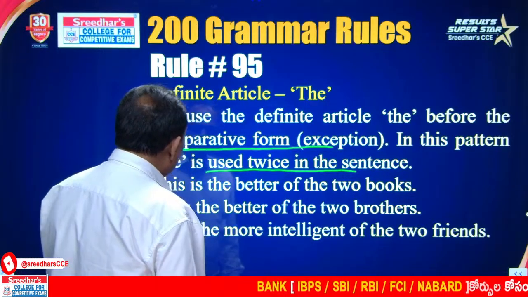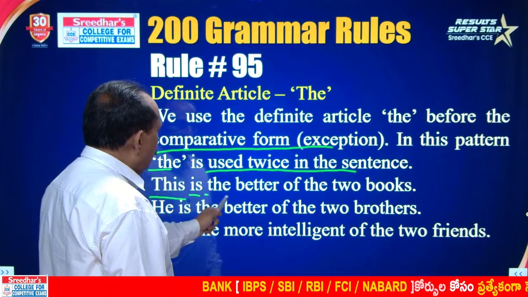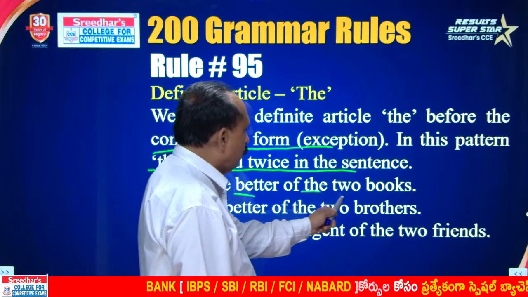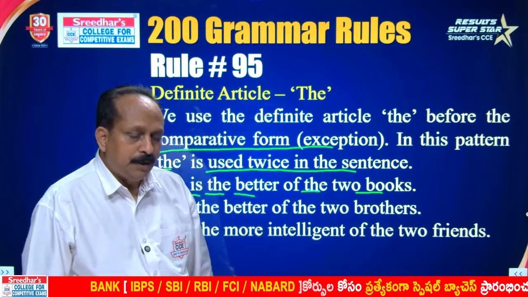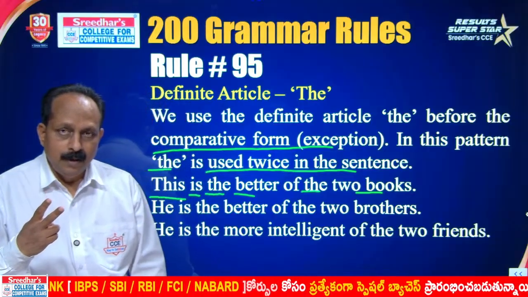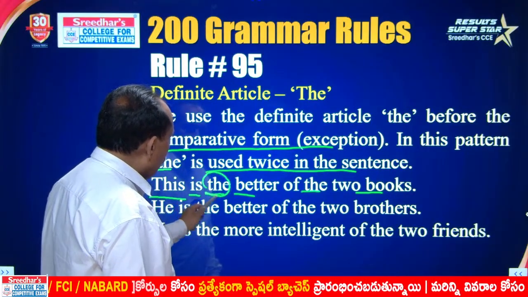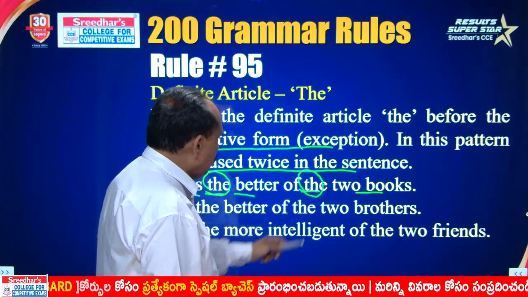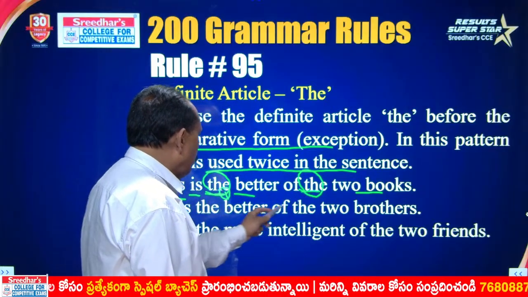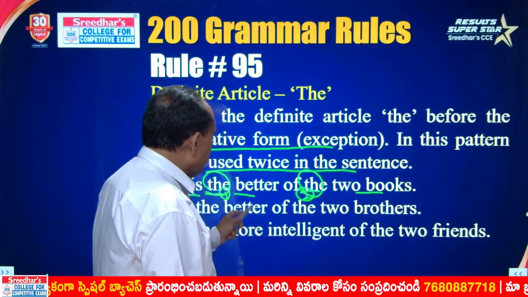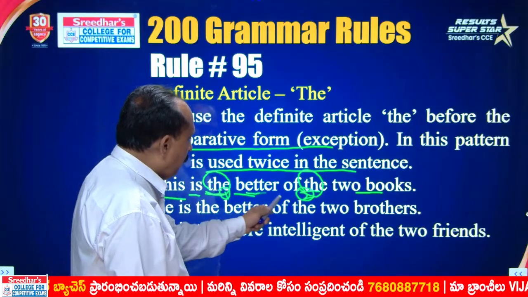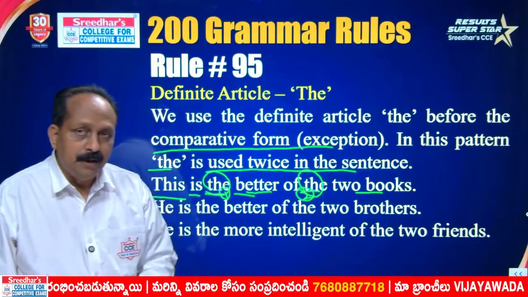Look at this example. This is the better of the two books. How many books are we talking about here? Two books. And we are comparing. This is the better. First you have to focus on the. How many times do we have to use it? Two times. One, two. And what is the adjective here? Good. What is the comparative form? Better. This has been given many a time.